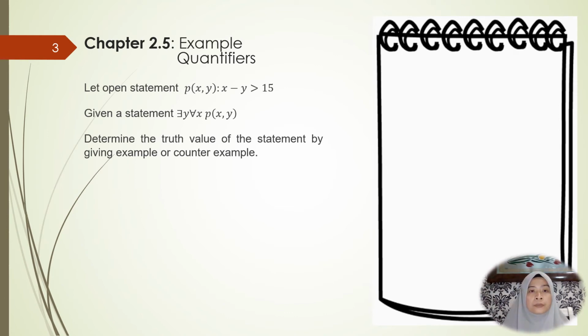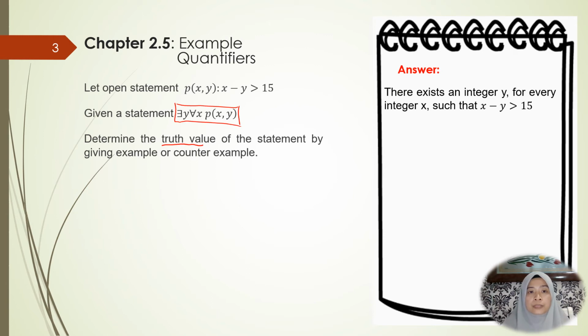Now we look at another quantified statement, but for the same open statement. Now our statement is: there exists y for all x, P(x, y). We want to determine the truth value of this statement. First you should know how to read that kind of statement: there exists an integer y such that for every integer x, x minus y must be greater than 15.